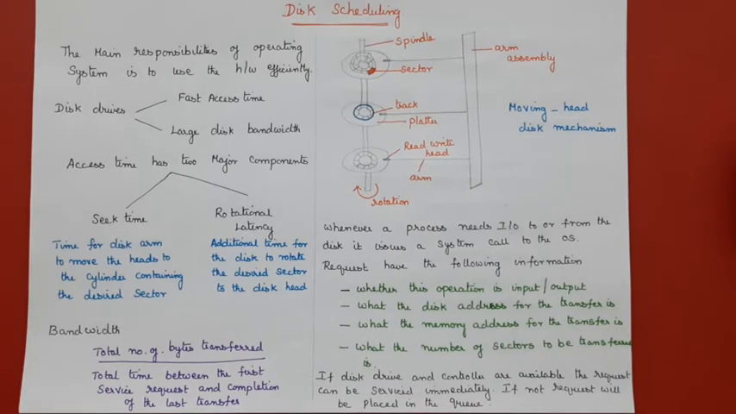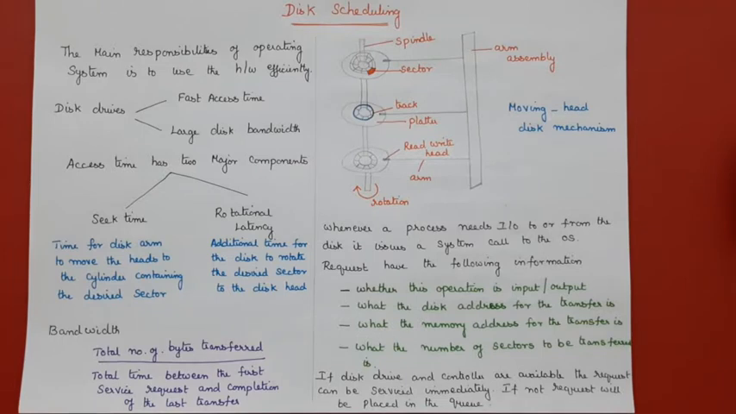When we go for the bandwidth, it is calculated in this way. It is the total number of bytes transferred divided by the total time between the first service request and the completion of the last transfer. So this is what bandwidth is. These are the two main responsibilities when we take the disk drives.